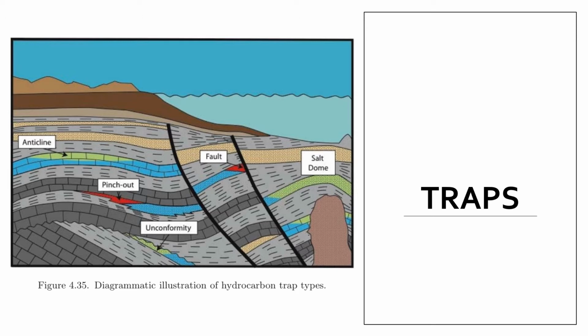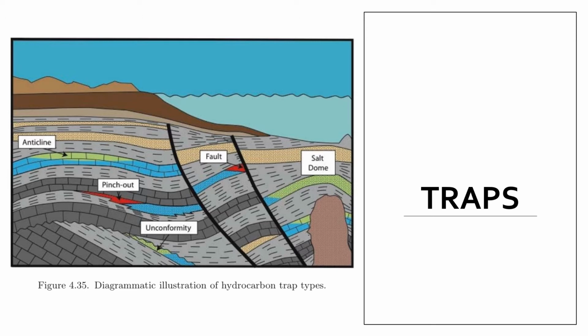Another type is an unconformity. As you can see here, we have a sandstone formation, which is naturally porous and permeable, so it's not a good trap. But due to unconformity or erosional change, we have here an overlying impermeable shale formation.